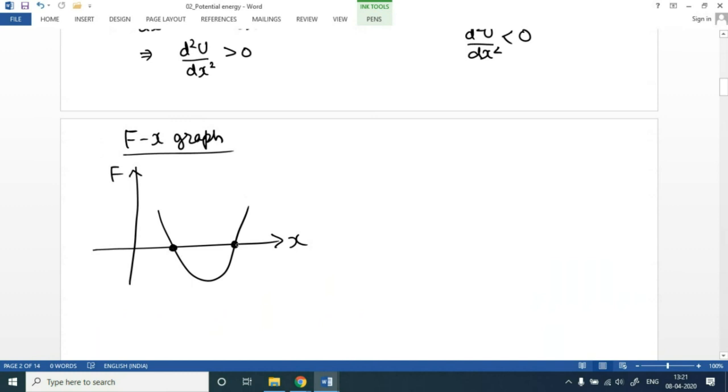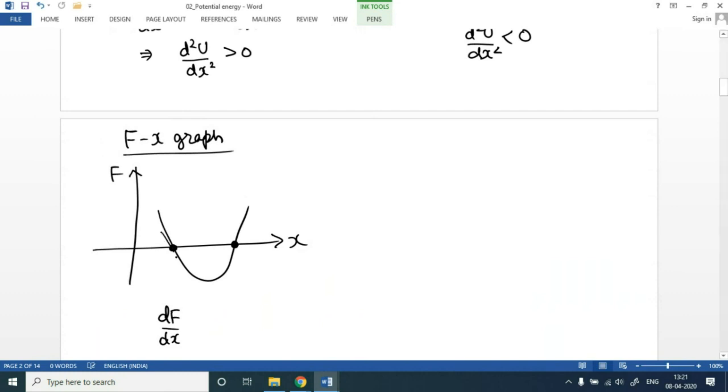So these positions are equilibrium positions. And which of them is the stable one and which one is unstable? For that we need to look at the value of dF by dx. If it turns out to be negative, that means it is stable equilibrium. If it turns out to be positive, it is unstable equilibrium.